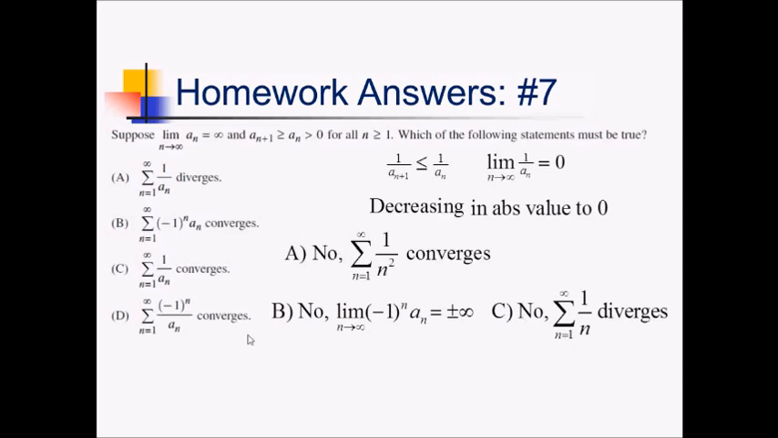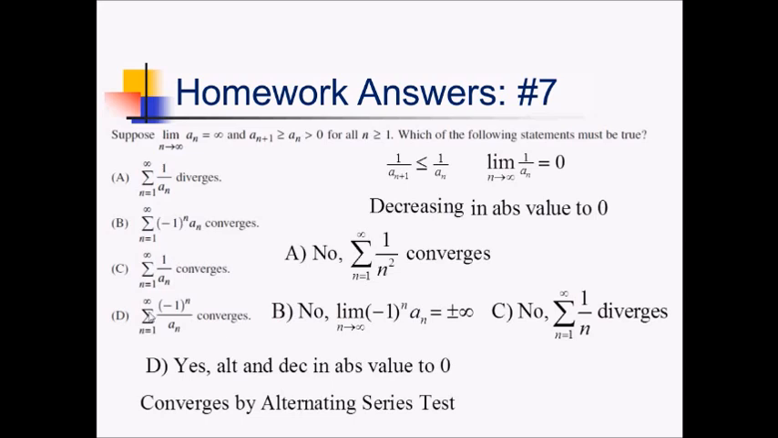Now for choice D. We have an alternating series here that is decreasing in absolute value to 0. We've established that up here. So since we're alternating and decreasing in absolute value to 0, the alternating series test says that, yes, this is going to converge. So choice D, then, is what we're looking for.